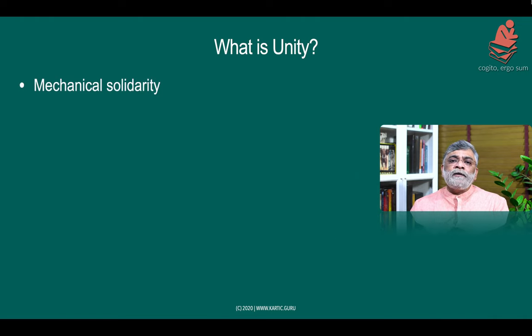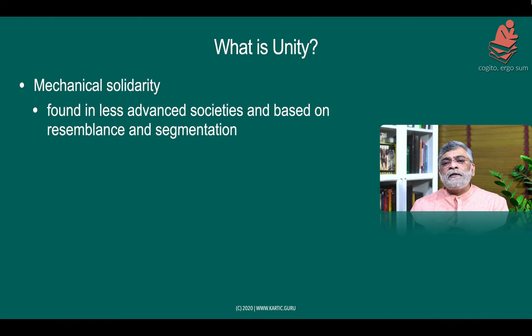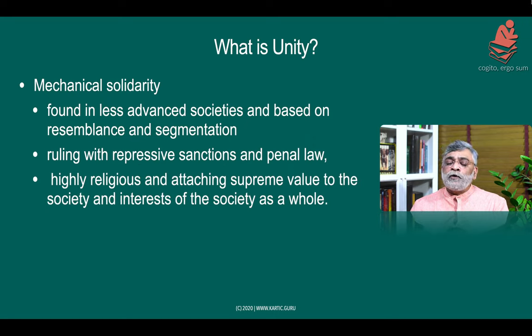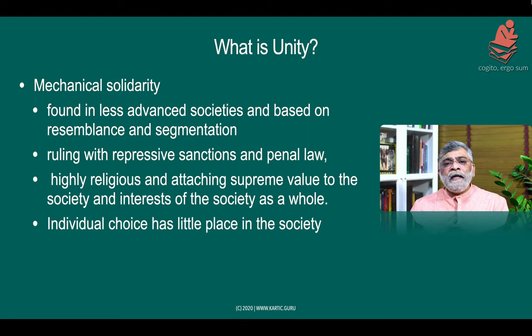Mechanical solidarity is generally found in less advanced societies and is characterized by being based on the resemblance between the people, segmentation of the people into clans or territories, and ruling with repressive sanctions and prevalence of a penal law, highly religious and attaching supreme value to the society and interests of the society as a whole. Now, these societies do not give individual choice any place in their day-to-day goings-on.